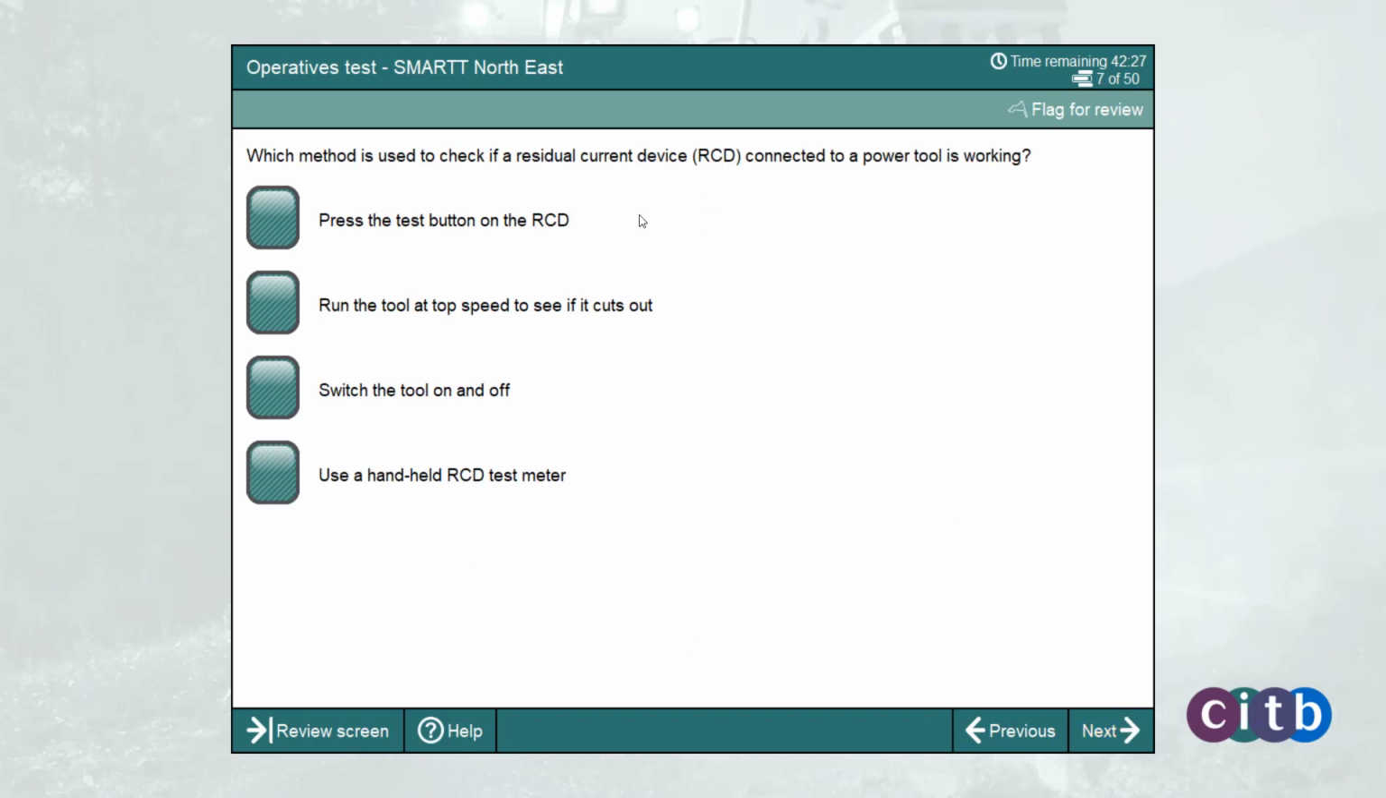Which method is used to check if a residual current device, RCD, connected to a power tool is working? Press the test button on the RCD. Run the tool at top speed to see if it cuts out. Switch the tool on and off. Use a handheld RCD test meter.